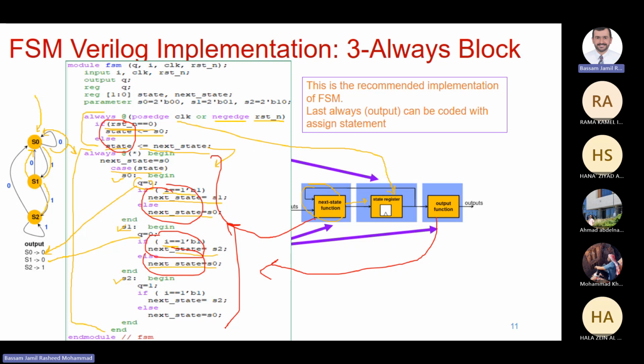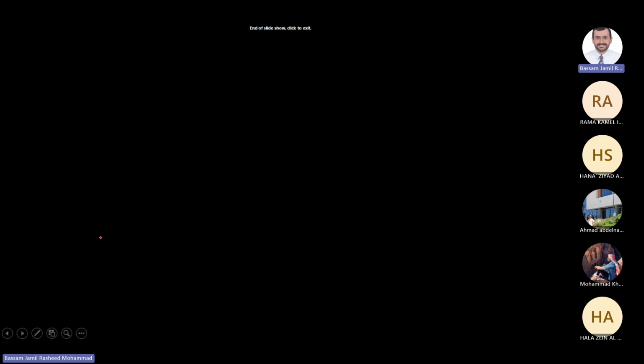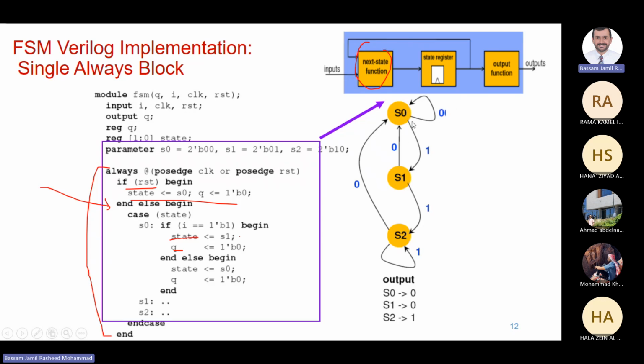That's one way to implement it in Verilog, and this is the preferred way. Some people merge this always block with this always block and make it one always block, which is what is being done here. If reset, then the state equals this, and otherwise... So you really don't need the next state variable here. You directly assign to the state. I find this confusing, but some people prefer this coding style. I don't. So you can implement the state machine with two always blocks or one always block. It's up to you.